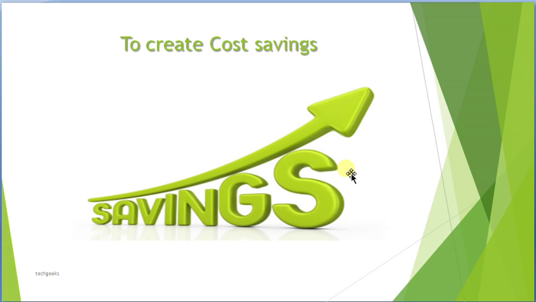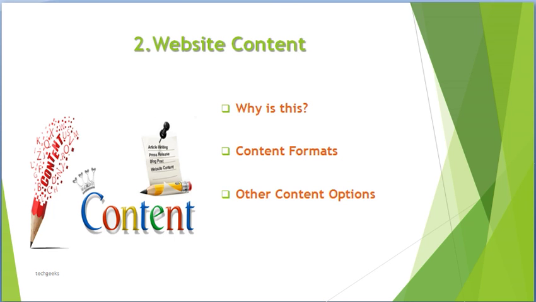And third, it is used to create cost savings. By putting common information online, you can reduce the amount of time you spend answering your phones. So it will help in increasing the productivity of the company. And the next process, the second process of website development, is website content. Website content encompasses all the information and applications available on your website.